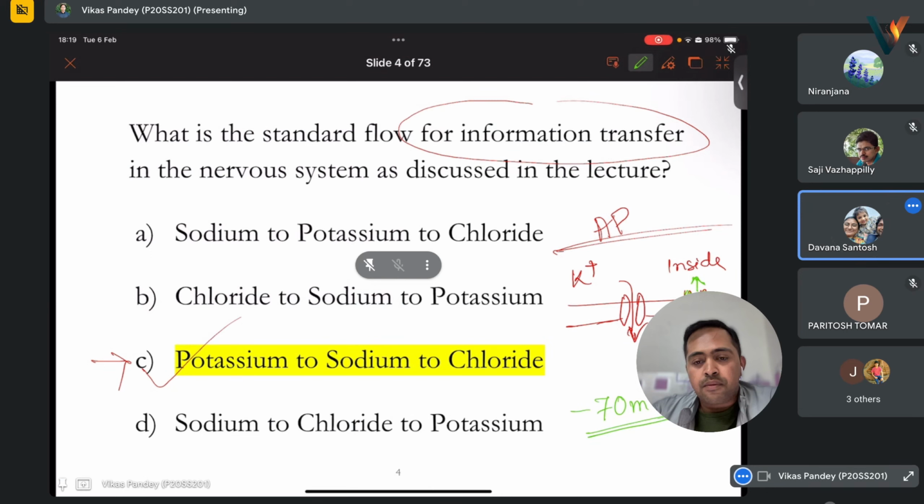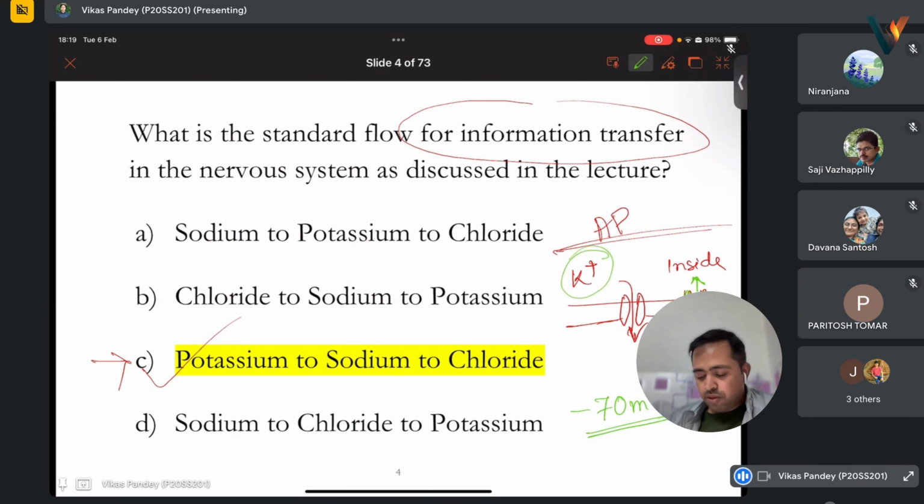So first potassium moves, that will move out. Sodium will go in, and then chloride can move both sides. It can either go in or out depending on the charge neutrality, like where it is more, negative or positive. It will try to balance it and make it to the resting potential of minus 70 millivolt.